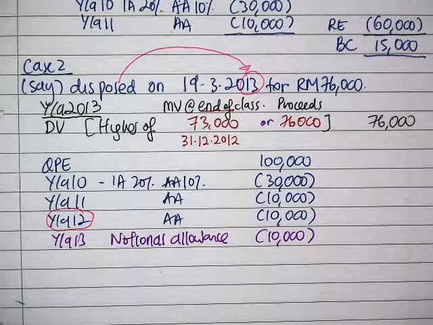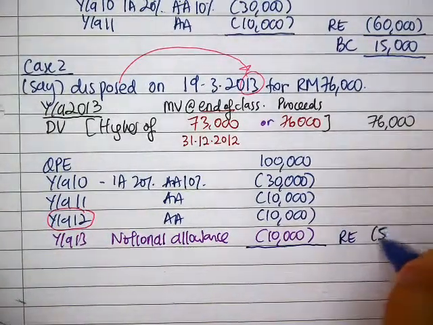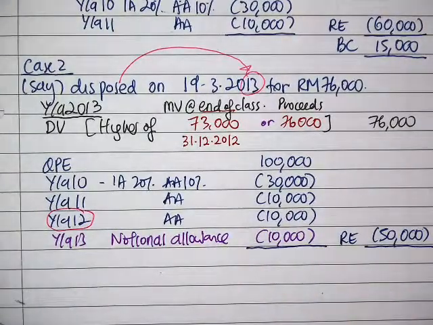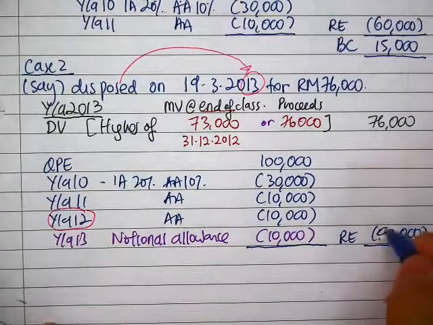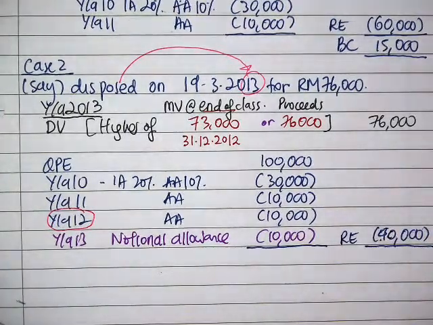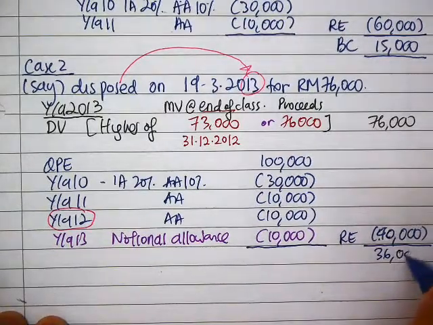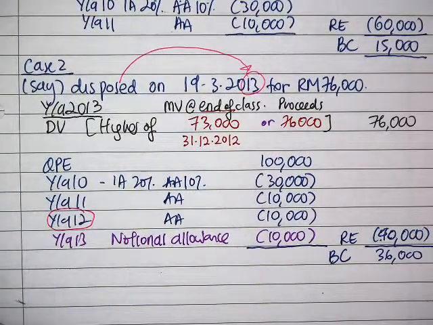You're gonna have a notional allowance. So my RE is 40K, sorry, RE is 40K. So 76 minus 40 is 36. That's my balancing charge. I must do a check, okay?